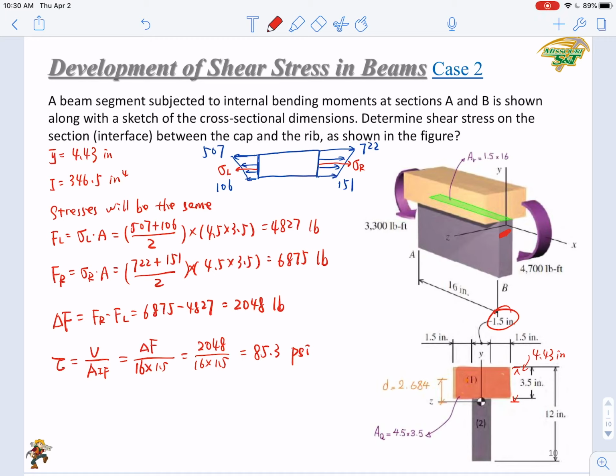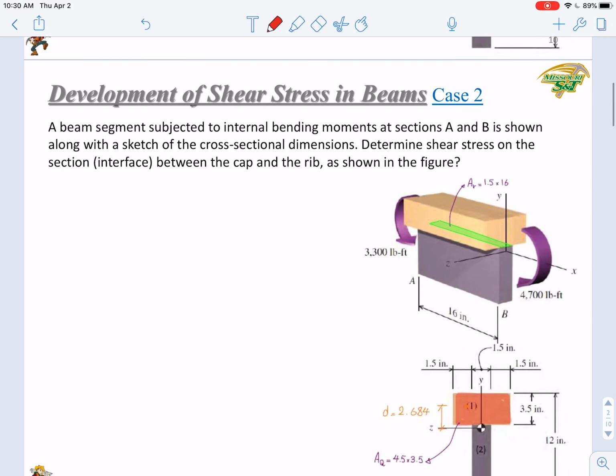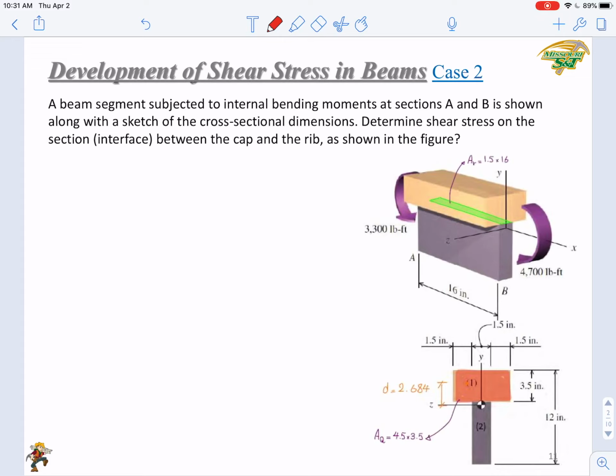Okay, so you can see that the stress will be the same as previously, but the forces will be different because of the change of area. The area just becomes, from the side flange, the overall cap. Then we can solve this problem using the other method, using the equation we just derived in case 1.